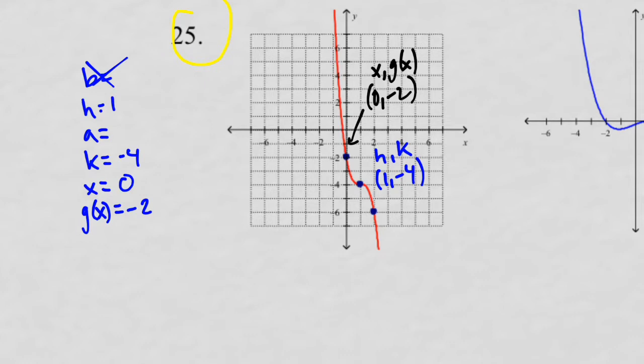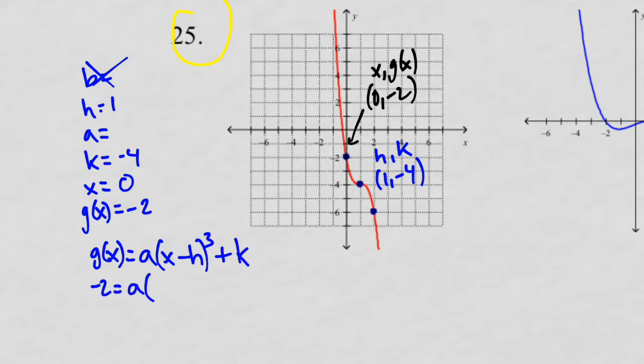Using those and plugging them all in into my general form. We're looking for A, so leave the A there. X minus H cubed plus K, right? This is a cubic function, so that's the one we're going to use. Plug in your values. -2 equals A times X, which is 0, minus H, which is 1, cubed, plus K, which is -4. We're going to solve this.